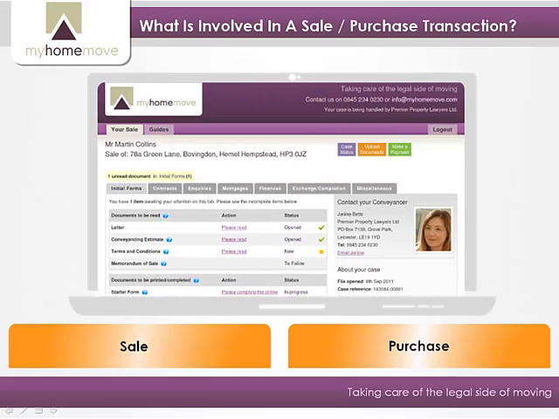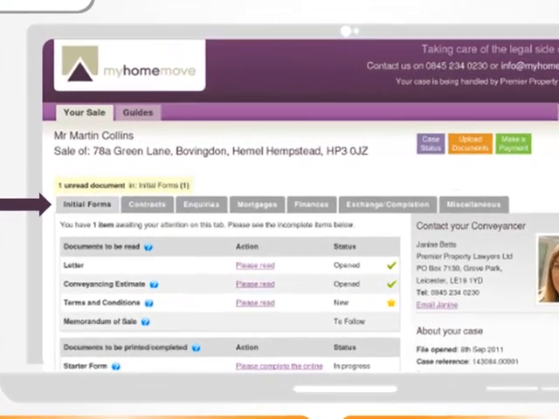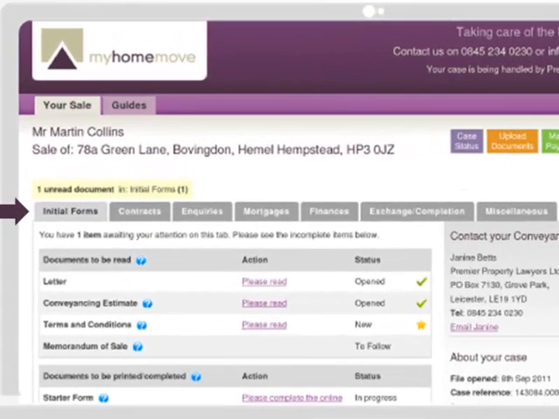This is an example of our e-way system and of what the client actually sees. Across the top line, as indicated, there are tabs like in an actual file. These are split into sections to make it easier for the client to know where to find specific documents. As you can see, there are starter forms, contract, mortgages, and so on.